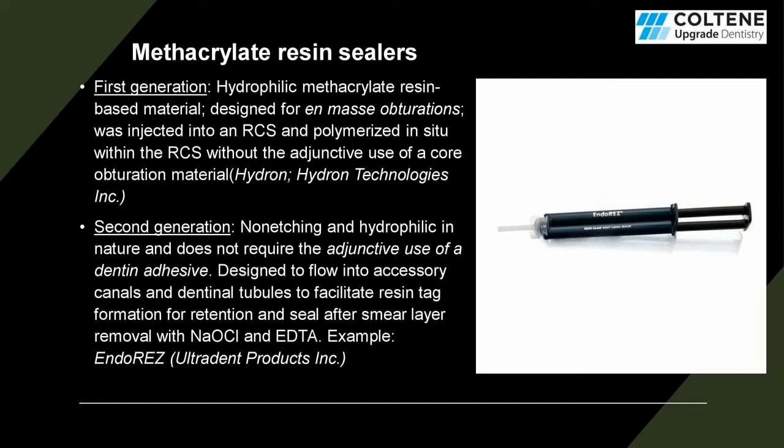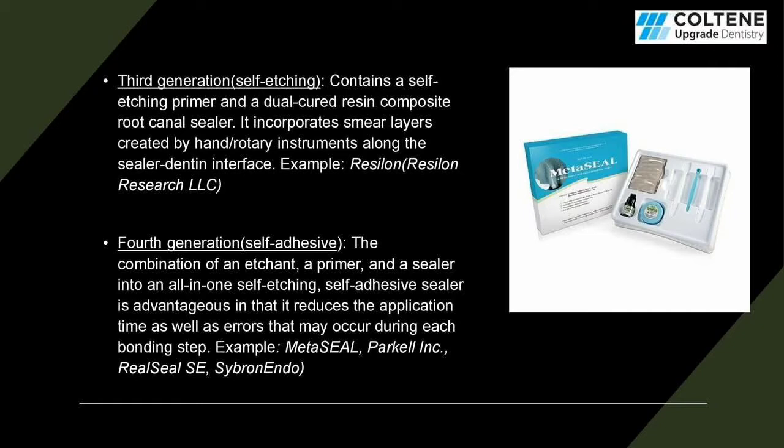Here in this slide, we can see the third generation and the fourth generation sealers. The third generation sealers are self-etching sealers, and by the name itself, it can be understood that it does not require a separate etching step. One example of it is Resilon. The fourth generation are the self-adhesive.